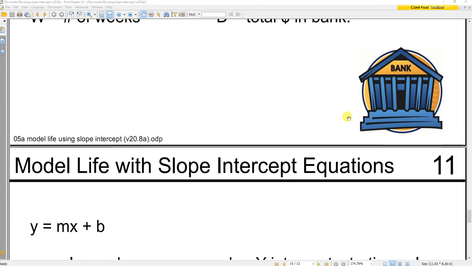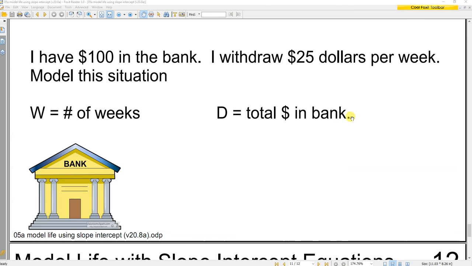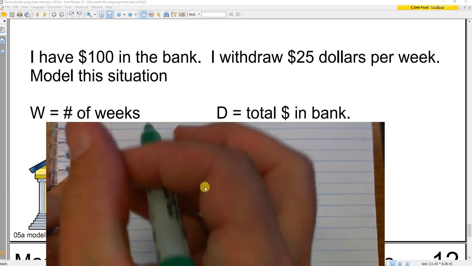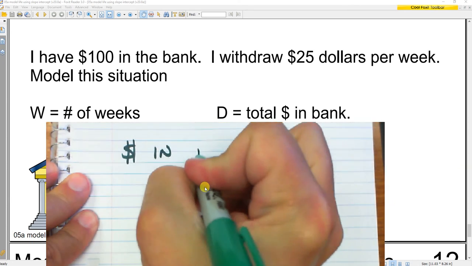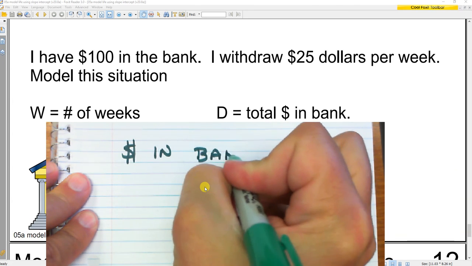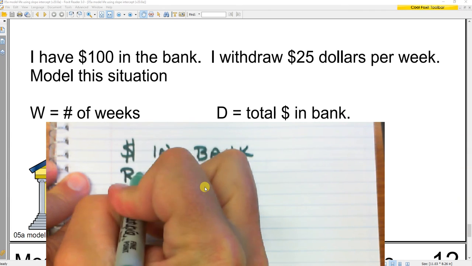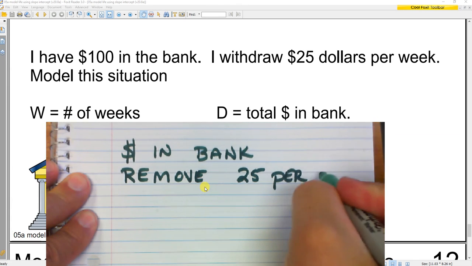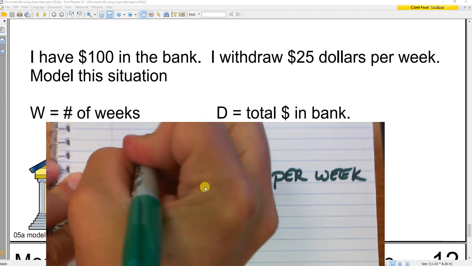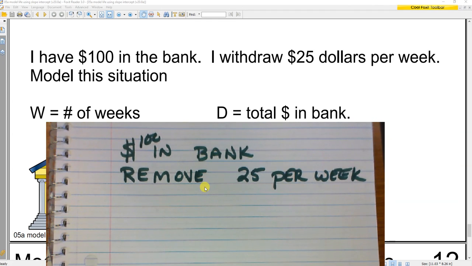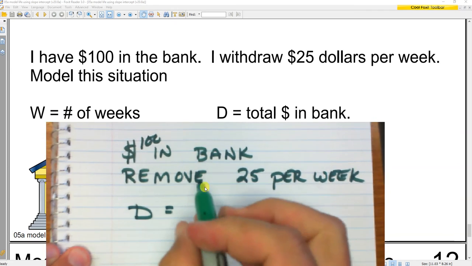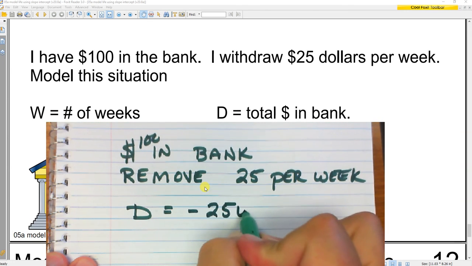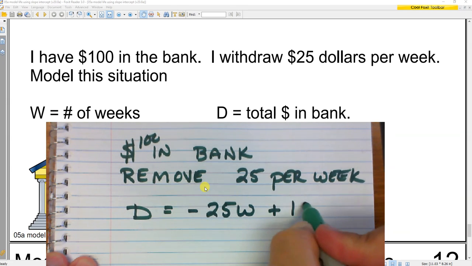Keep those notes available. I'm going to add another one. I have $100 in the bank, and I remove $25 per week. Dollars equals, ready? How am I going to show that removing? Removing is taking it away. So negative 25 weeks plus 100.